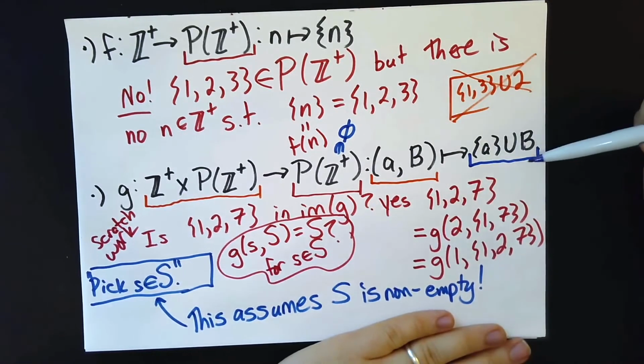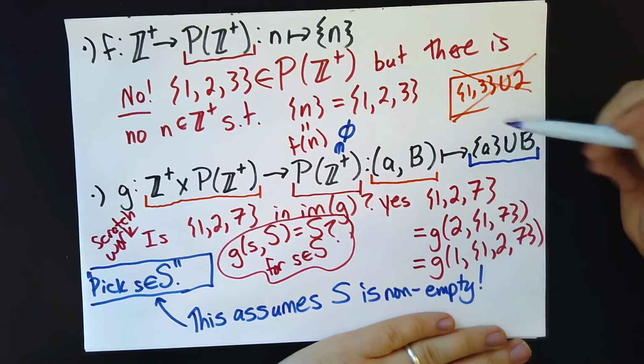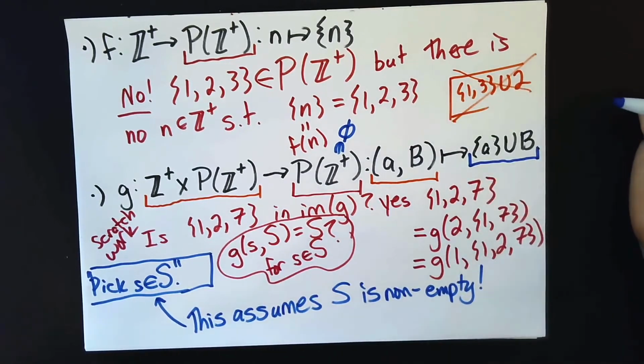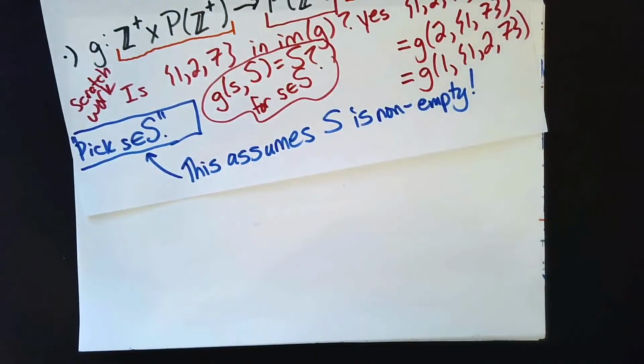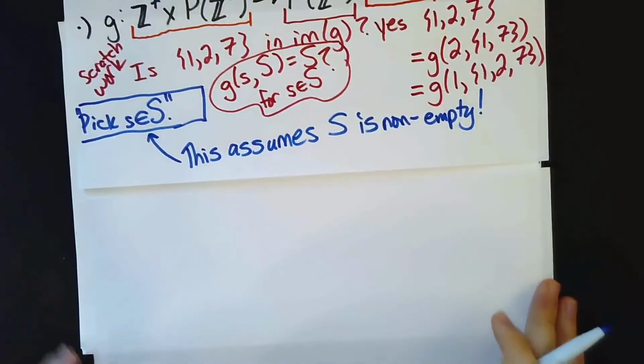Because there's no way I can take the union of this non-empty set and some hypothetical other set and get the empty set. And so after all of this scratch work, we can actually write down the answer, and the answer here turns out to be pretty short.